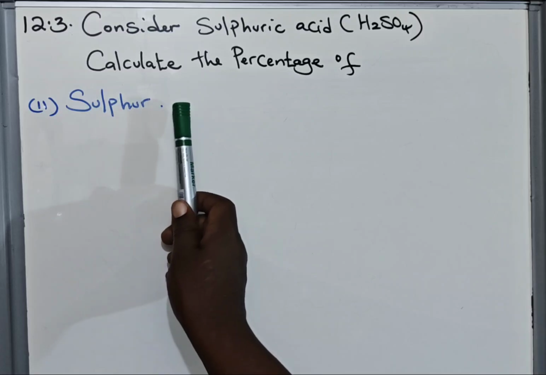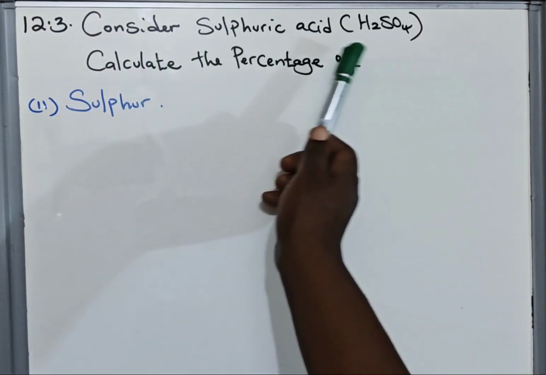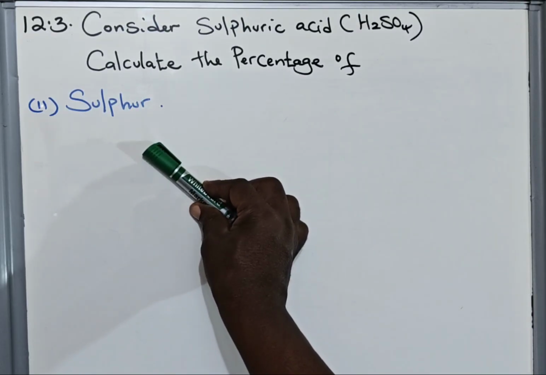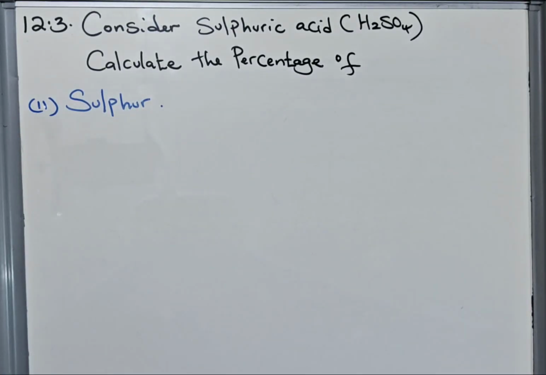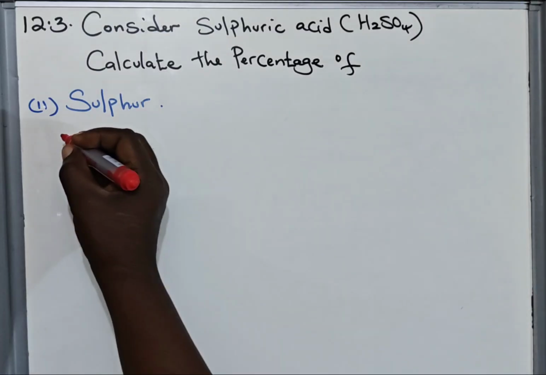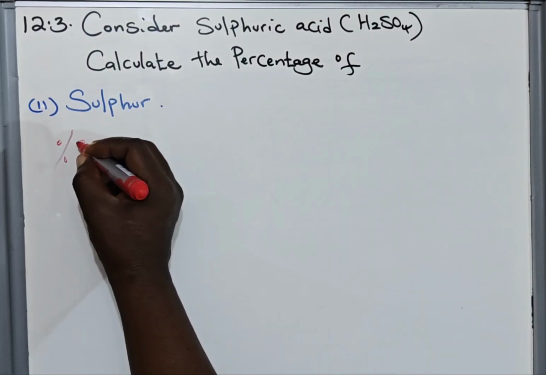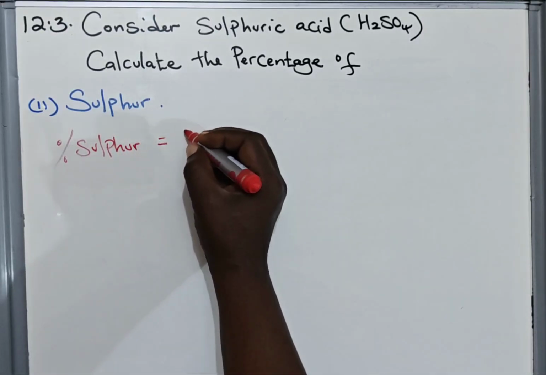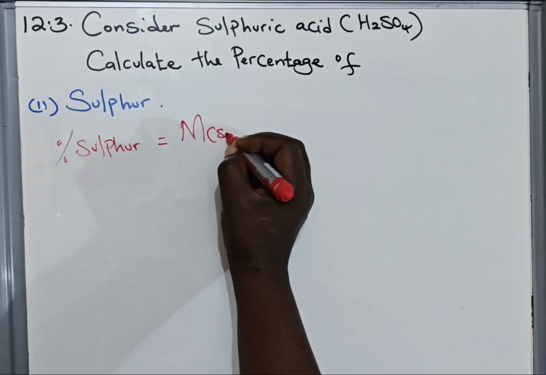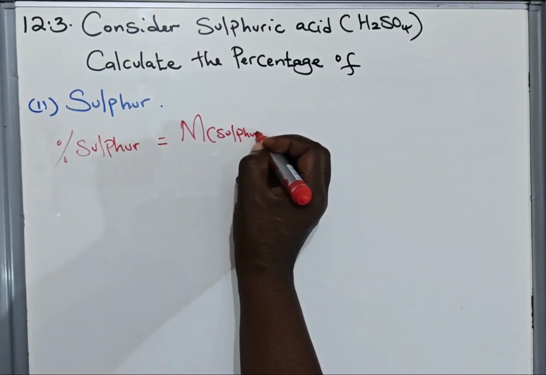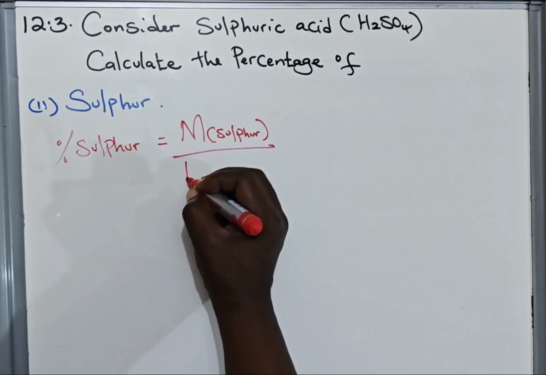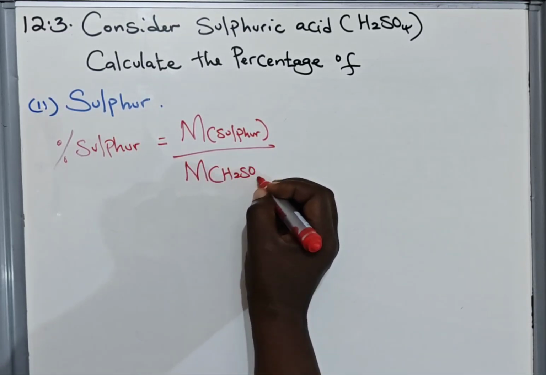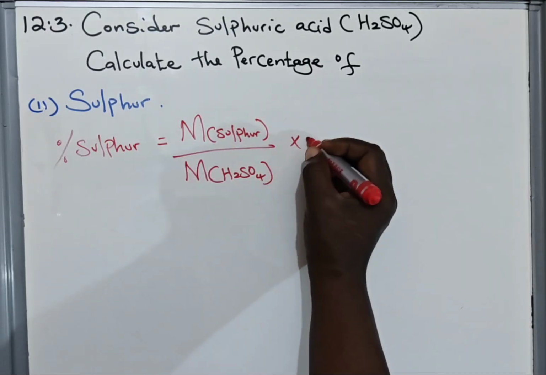Yeah, so we come to this one. It says that consider this compound, and they say calculate percentage of sulfur. Okay, how do you go about that? Okay, you need to know here that percentage of sulfur is equal to mass of sulfur over mass of sulfuric acid times 100.